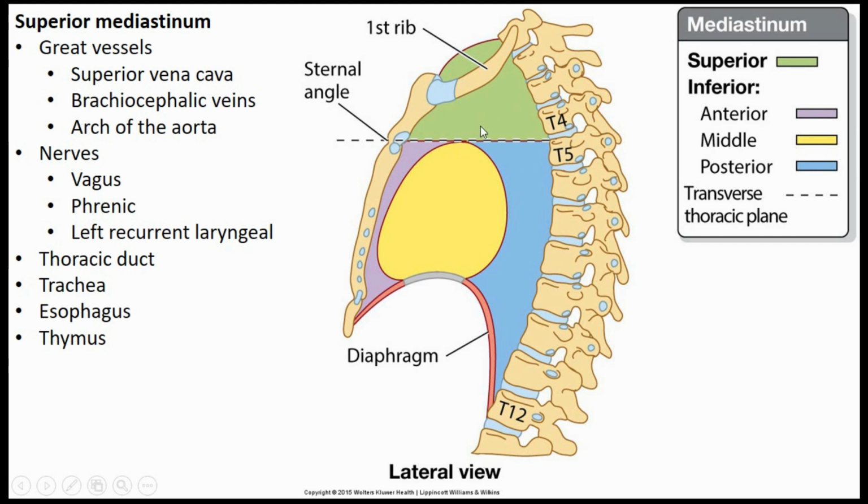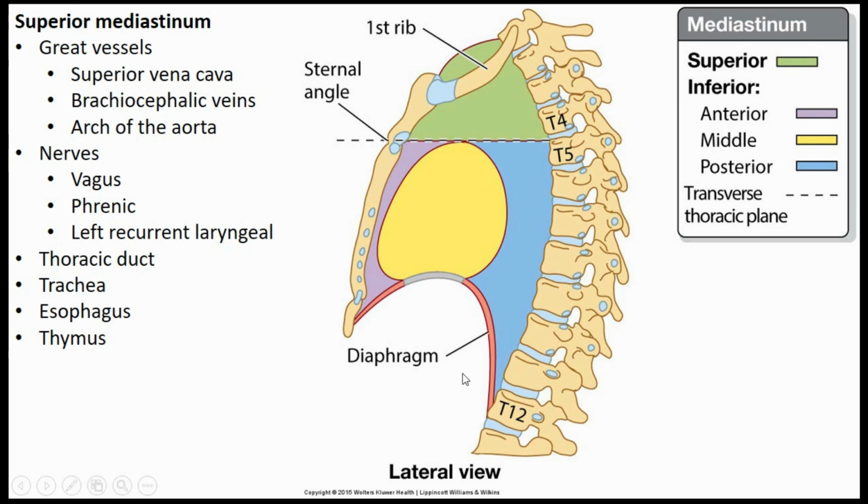What we care about, though, is that when you're doing a procedure in here, you're trying to watch out for, or maybe go in and fix, the large vessels. The superior vena cava, the brachiocephalic veins, and the arch of the aorta are all in the superior mediastinum. Our vagus nerve, our phrenic nerve, and our left recurrent laryngeal nerve are also in this area. So we have to watch for those in the locations they're at.